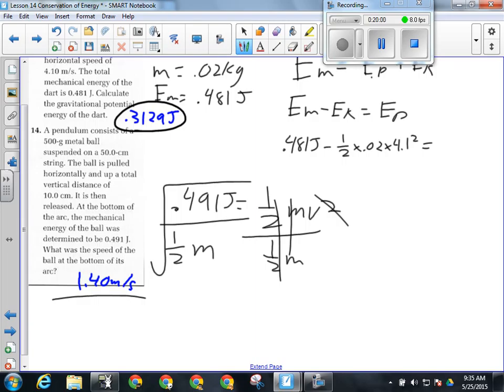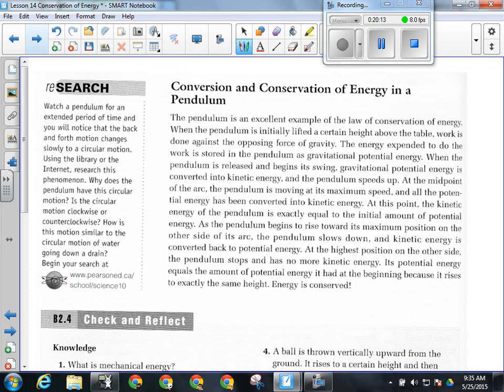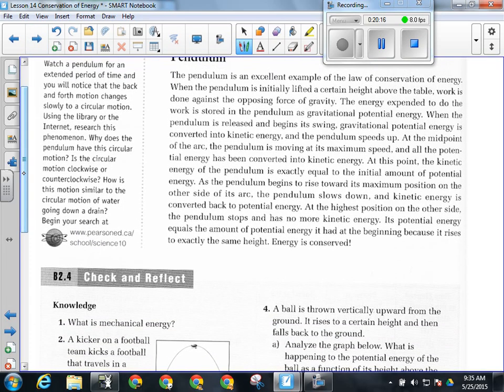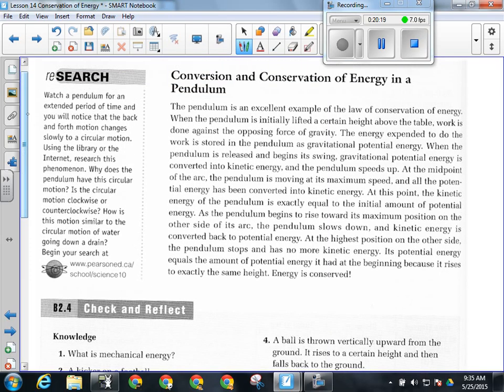Between pendulums and roller coasters, really, those are kind of the biggest examples of the law of conservation of energy that you're probably going to encounter. So this is just talking about the pendulum here, so you have that in your notes. Pendulum's an example, like we said, of conservation of energy. When the pendulum is lifted to a certain height above the table, you have to do work. That's the input of mechanical energy into the system, is us lifting the bob, it's called a bob, by the way. That weight on the bottom of the pendulum is called a bob. I don't know why. That's what it's called.